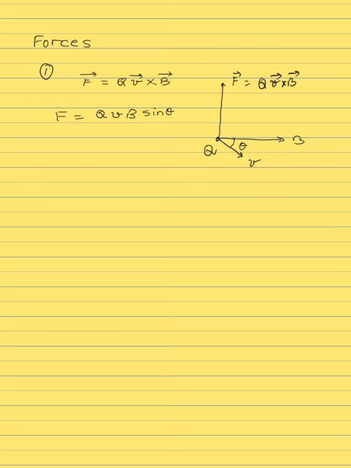In this case the force is measured in newtons. Q is the charge in coulombs. V is the velocity at which the charge is moving, in meters per second. And B is the magnetic field in Tesla.